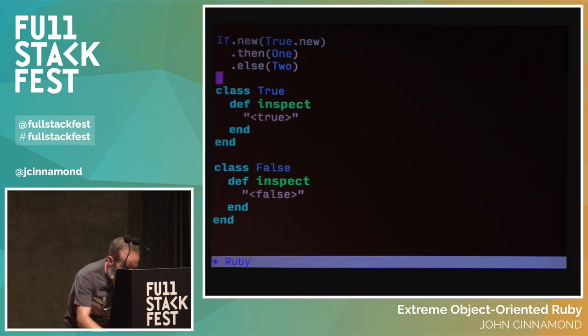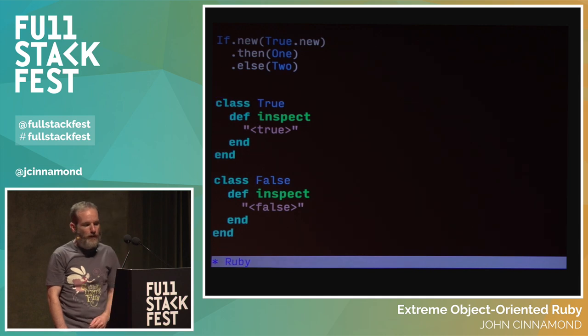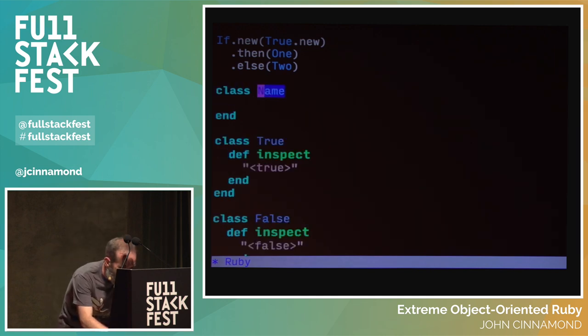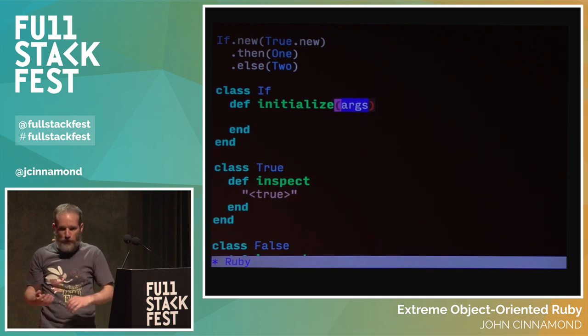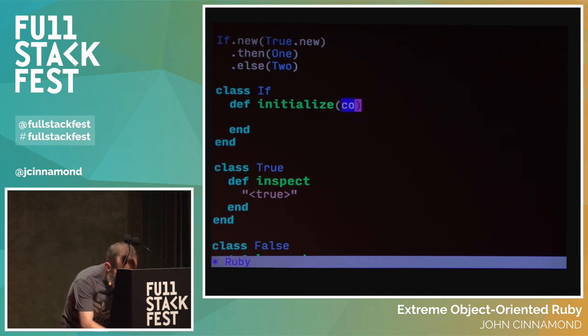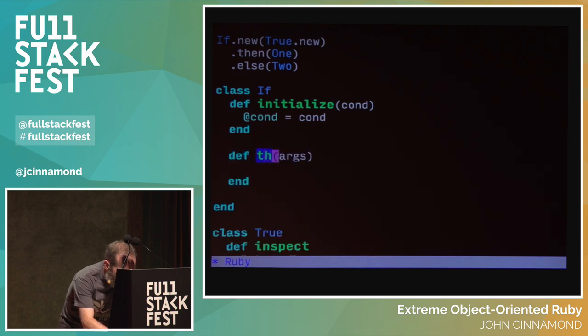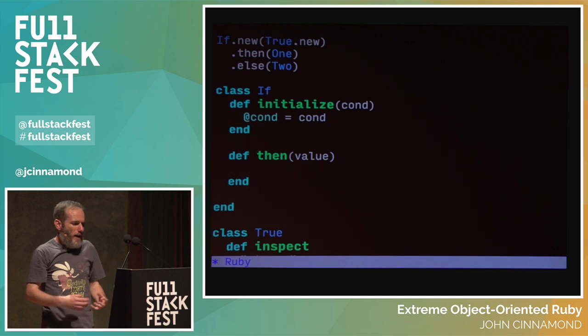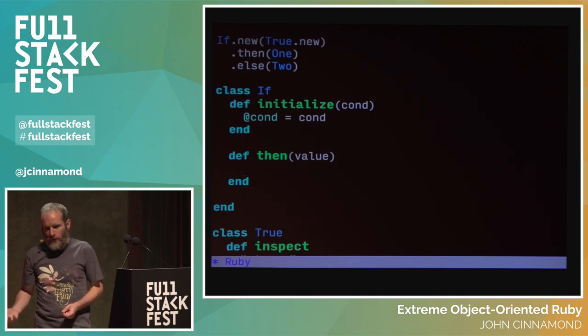We don't need it. So we need to define if. How is this going to work? Well, actually, if is pretty simple to write. You can see that it takes a single argument. This is either going to be true or false. So I'm going to pass this into the initializer, and I'm just going to call it the conditional, the cond. And for now, I'm just going to remember it. The next thing we need is a method called then. And then it's going to take some kind of value. Now, if the conditional is true, then we want to return that value. Otherwise, we want to wait for the else clause.